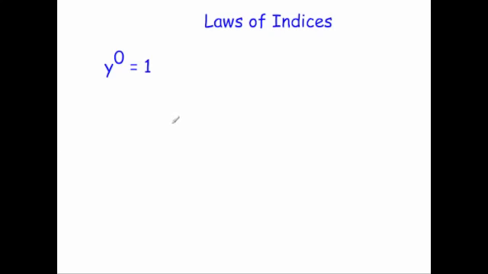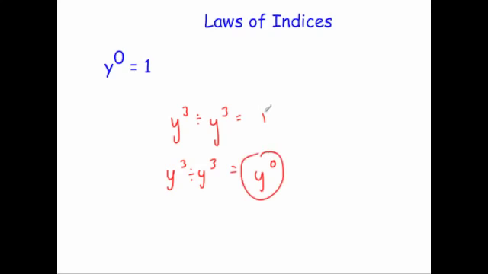So if we had something like this, y cubed divided by y cubed. Now we should know from basic number skills that if you divide something by itself, you get 1. But also, using our previous law and what we've just looked at, remember, if you're dividing, you take away the powers. So 3 take away 3, well that's equal to y to the power of 0. So that means that y to the power of 0 will have to equal 1. And that just means if you get any number to the power of 0, the answer is 1.